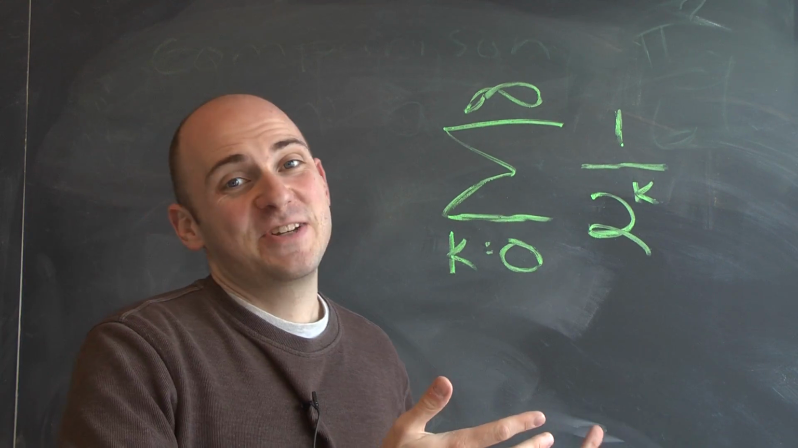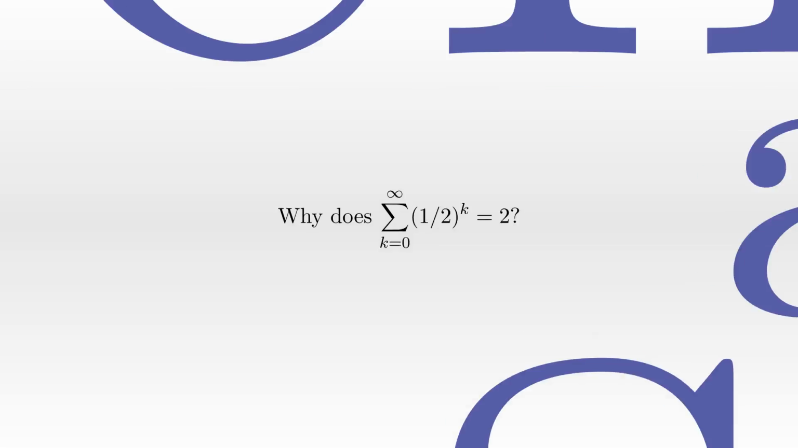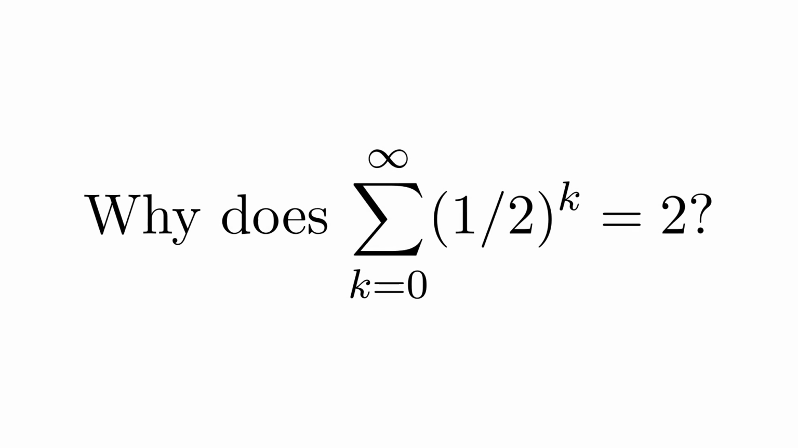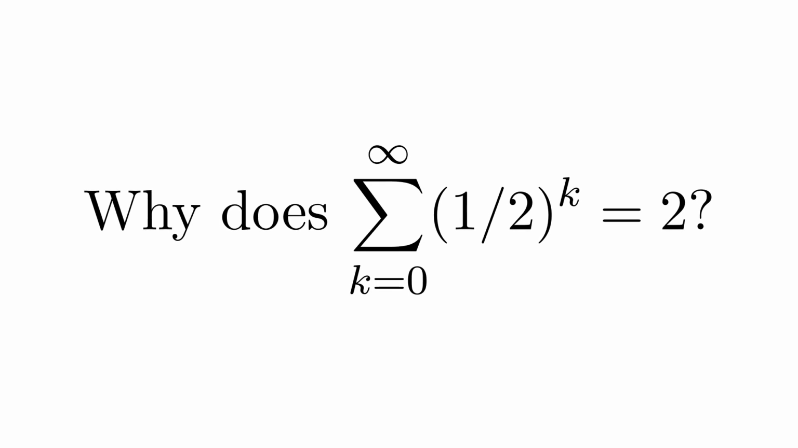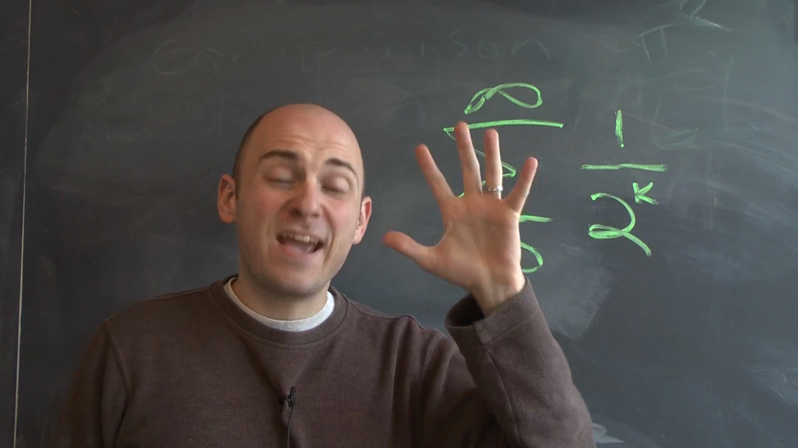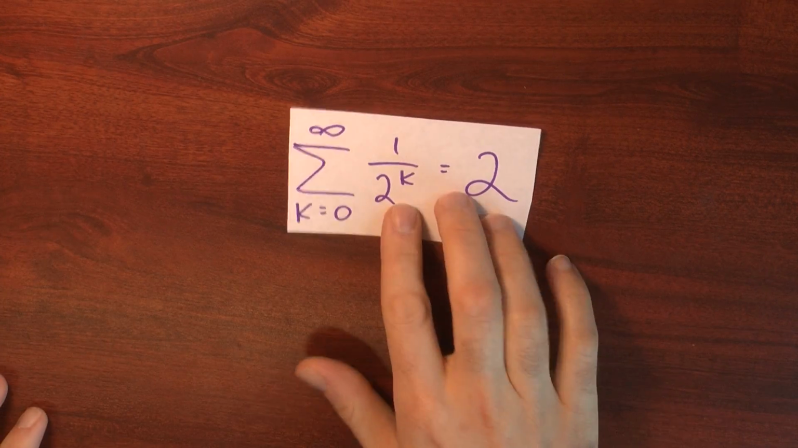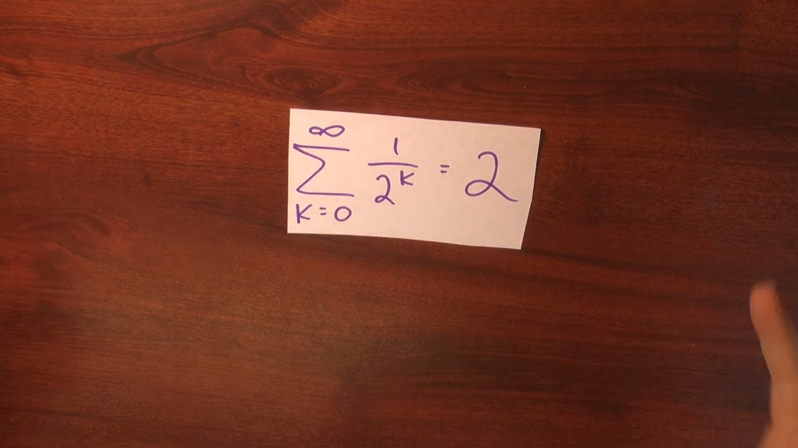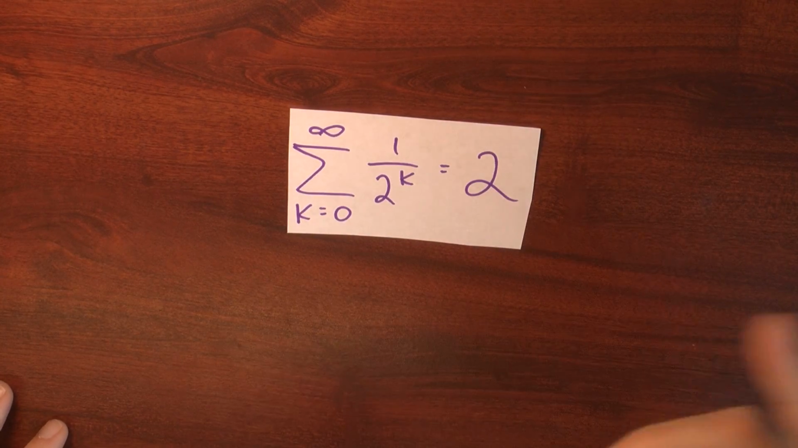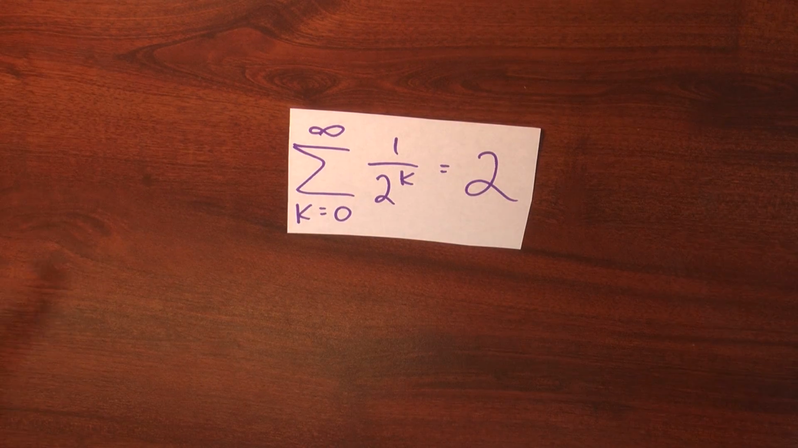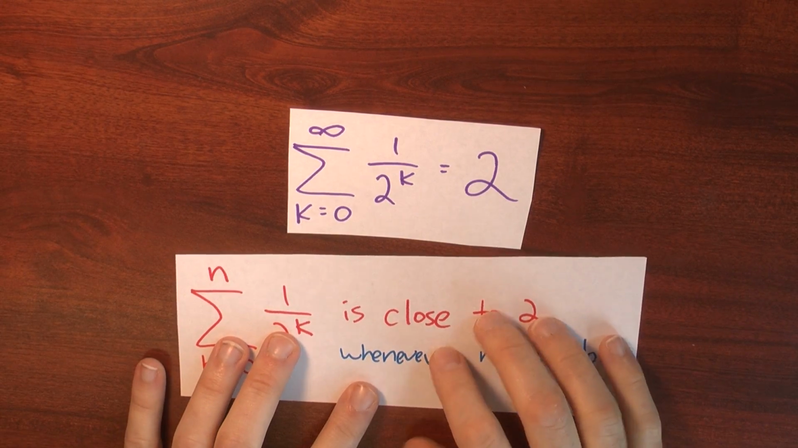Let's sum a series. I want to evaluate this series carefully. So the claim here is that the sum k goes from 0 to infinity of 1 over 2 to the k is equal to 2. But what does that even mean? Well, what it really means is this.